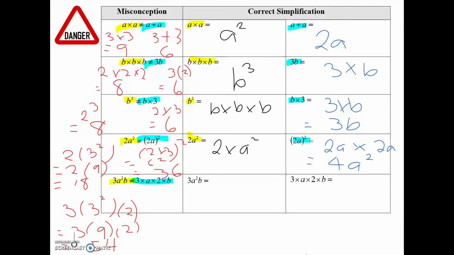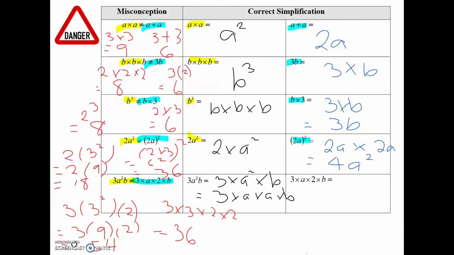Whereas 3 times A times 2 times B will be equal to 3 times 3 times 2 times 2, and this will give us 36. The two values are not the same. So, the correct simplification for expression 3A squared B is equal to 3 times A squared times B, which is also the same as 3 times A times B.